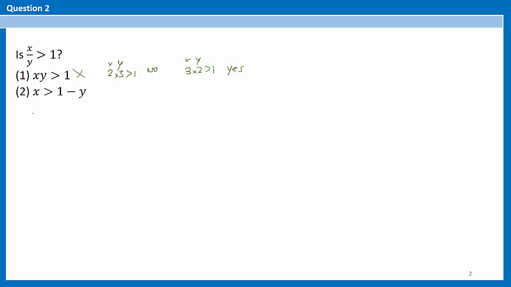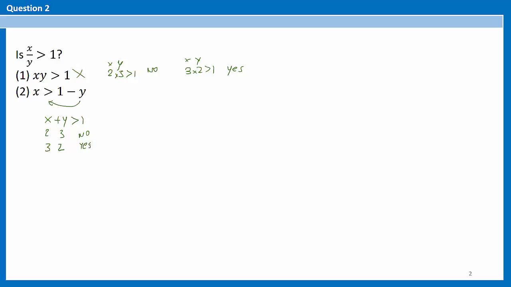Okay, let's go with statement 2. Statement 2 says that x is greater than 1 minus y. If we take y to the left, it would say that x plus y is greater than 1. Now, since I have values in the first statement, I want to try to reuse them. If I try to use 2 and 3 at the same time, or 3 and 2, in whichever order, they also make the statement true, right? 2 plus 3 is greater than 1, 3 plus 2 is greater than 1, and I know that if I replace them in different order in the question, they answer no and yes respectively.